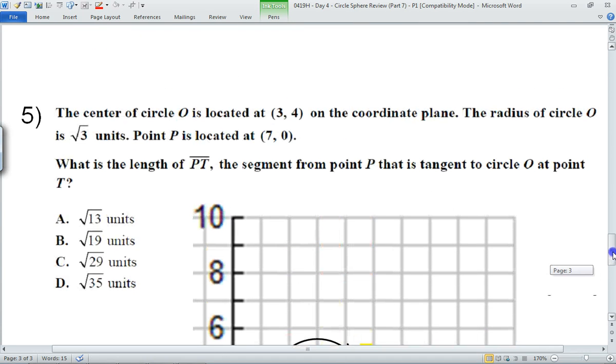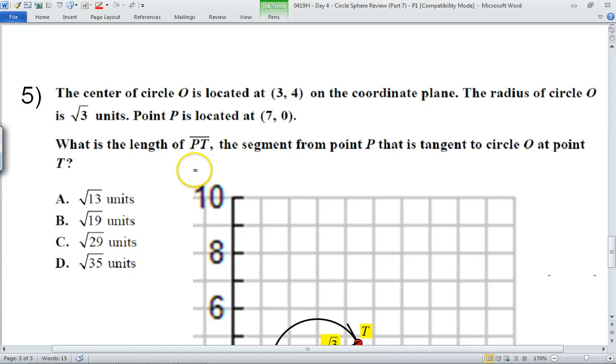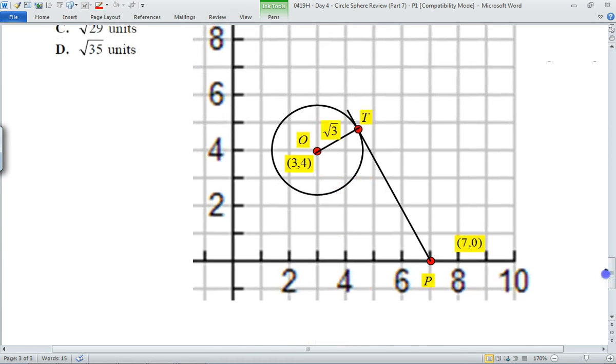All right, what else? We're supposed to find the length of PT. Well, where's this T? This is the first I'm hearing about T. What are they talking about? The segment from point P that is tangent to the circle at point T. So that's why I drew the line from point P, and I have a tangent just barely touching the circle. That's a tangent. And I called that T just like they said. And that's why I went ahead and drew the radius at that point. So that's where I put my square root of 3.